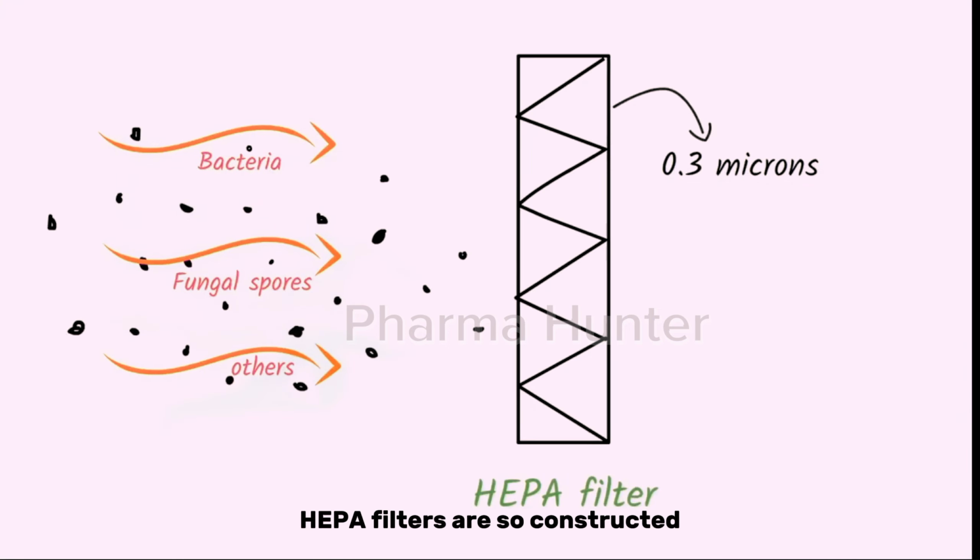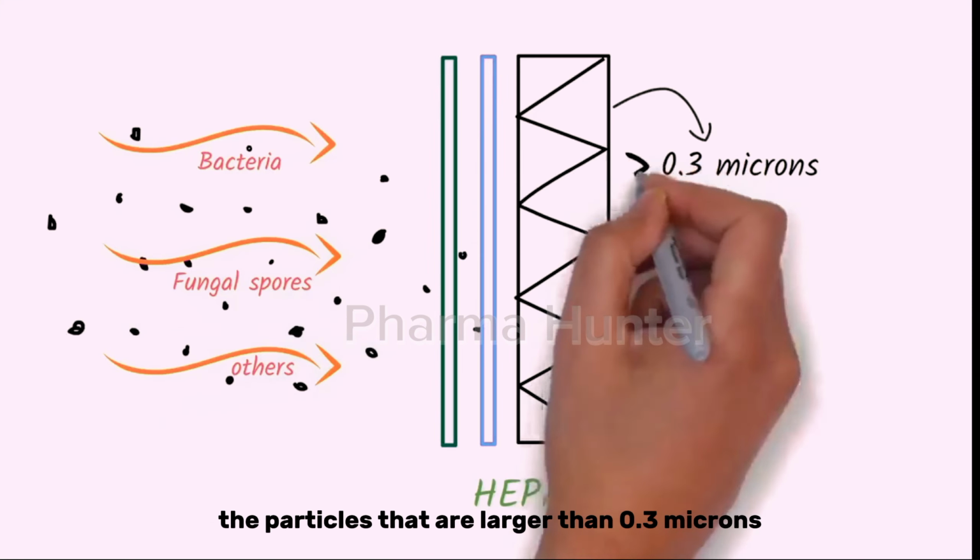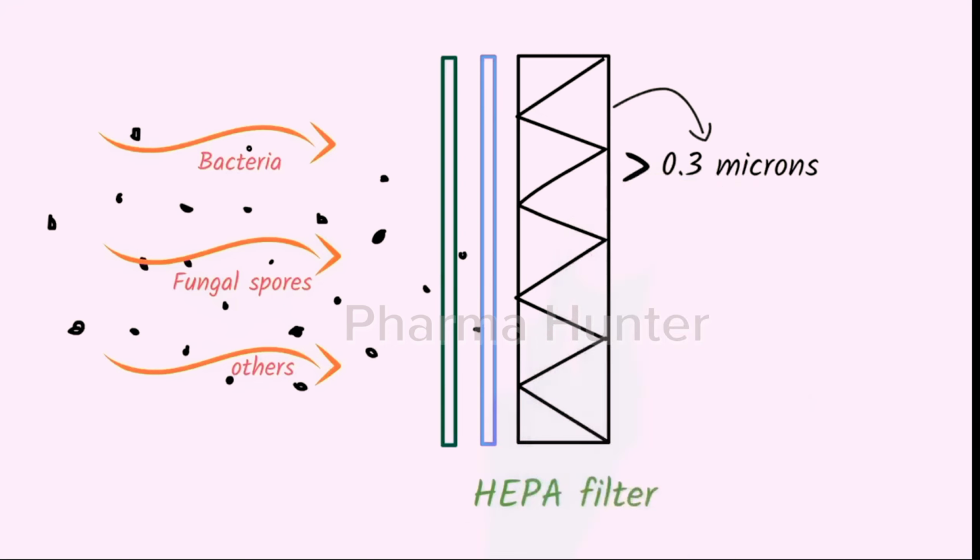HEPA filters are so constructed that the air reaching the filter is passed through 2 more filters in order to remove the particles that are larger than 0.3 microns.